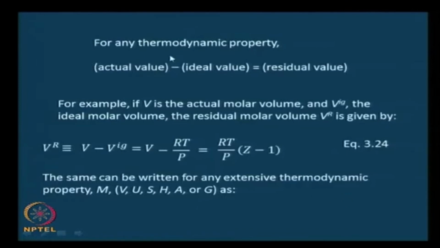And since we can write this for any thermodynamic property, we will of course give you a formal expression for that. If M is any extensive thermodynamic property such as U, S, H, A, G or V, the residual property of that M is nothing but M minus M ideal gas. We will call that equation 3.25.